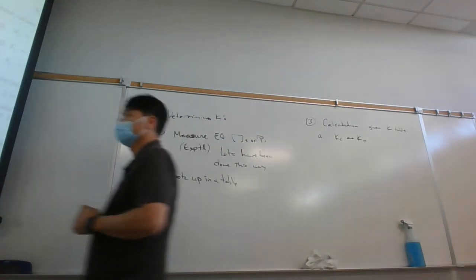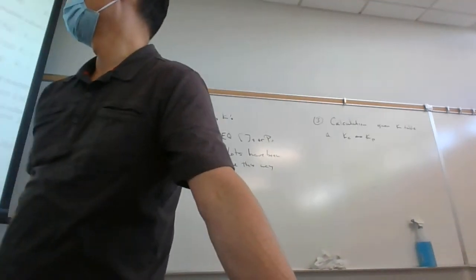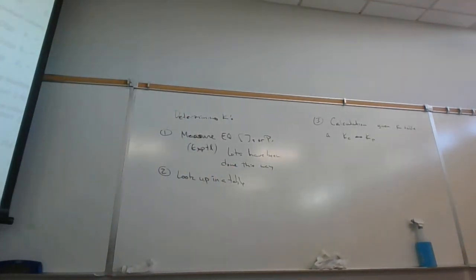Here we're given a value of Kp. They measured the partial pressures of these at equilibrium to get the Kp. What if I want Kc? Do I have to redo the experiment and then measure the concentrations? No, I don't have to redo the experiment. In fact, I can just use a relationship between pressure and concentration for gases. So let's go ahead and do that.